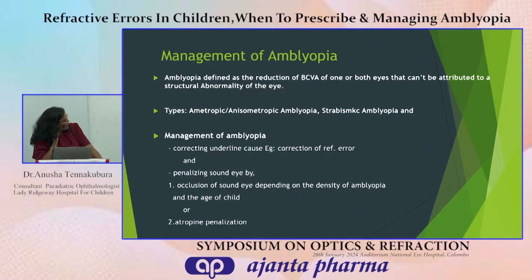But it's something you have to assess individually, right? So that part. And then if it is sensory deprivation, if it is cataract, you have to correct that. If there are any corneal opacities or something, whatever the pathology where you can correct, you have to do that. And then you come to the other part of the management of amblyopia, that is the penalization of the sound eye.